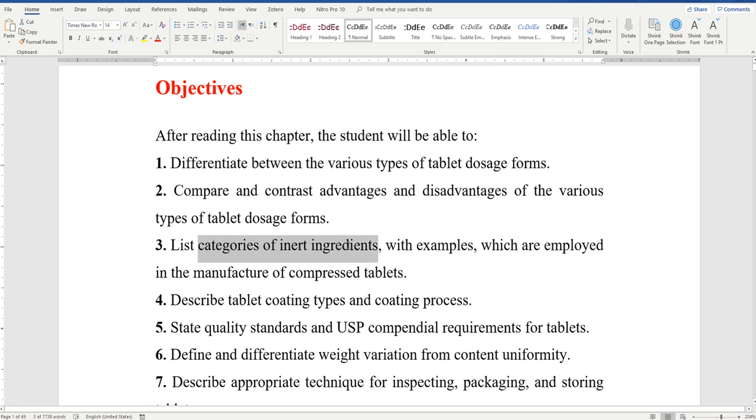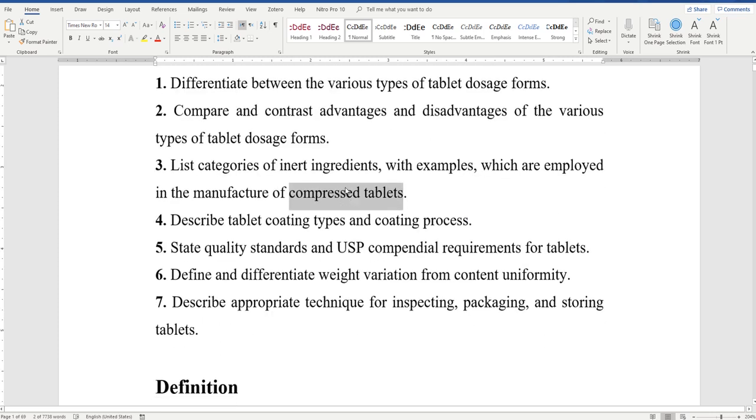Additionally, you need to be acquainted and knowledgeable about the different ingredients that are used with tablets. I'm talking here about the inert ingredients, or what we call excipients. So what are these inerts and why do we use them when we prepare compressed tablets? Here we are talking about compressed tablets because they are the main form of tablets available in the market.